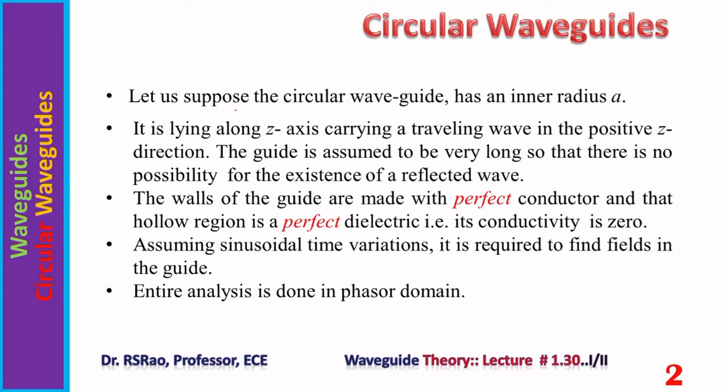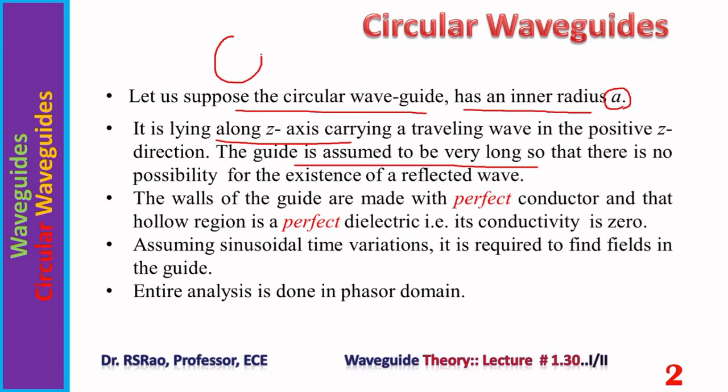Let us suppose the circular waveguide has an inner radius of a. A is a standard symbol for the radius of a circular waveguide. Let us also suppose it is lying along the z-axis, carrying a traveling wave in the positive z direction. The guide is assumed to be very long so that there is no possibility of a reflected wave or standing wave pattern.